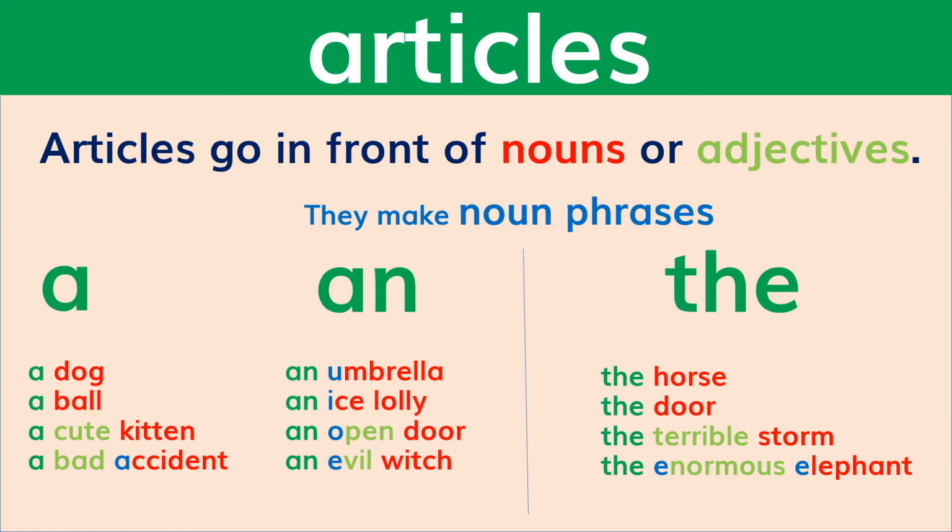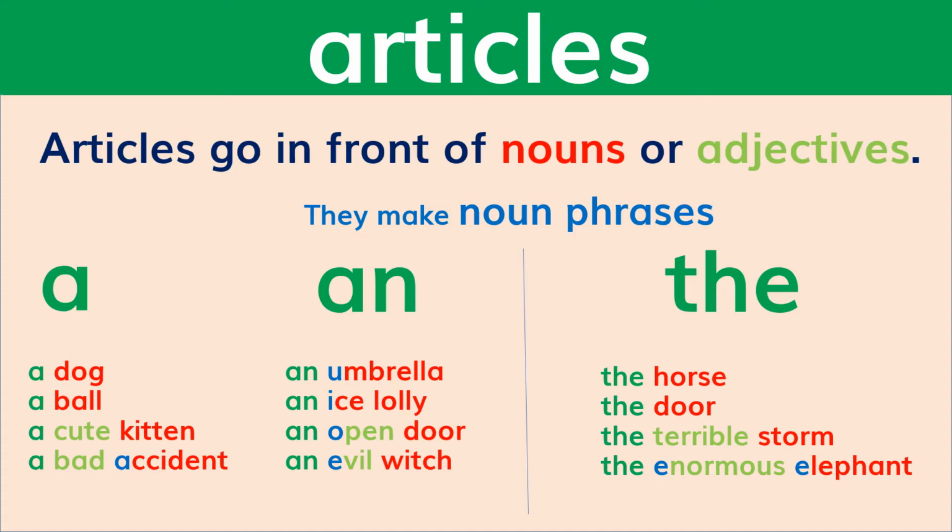We can see that when we use the article a, it can either go in front of a noun or an adjective. The nouns are in red: dog, ball, kitten, accident. And the light green adjectives, such as cute and bad. So a can go in front of an adjective or in front of the noun, because the adjective is also attached to the noun.